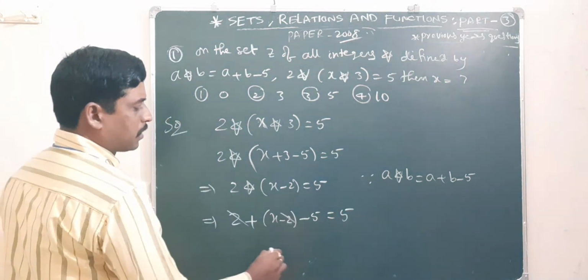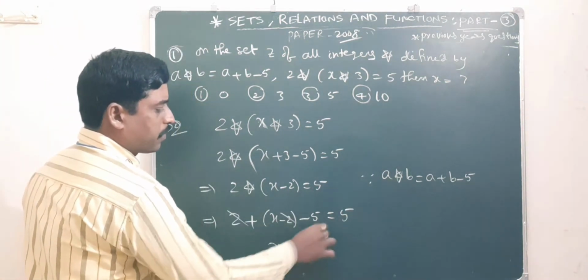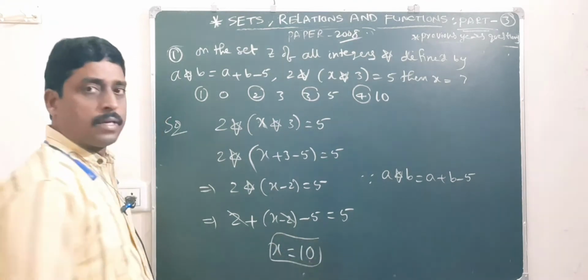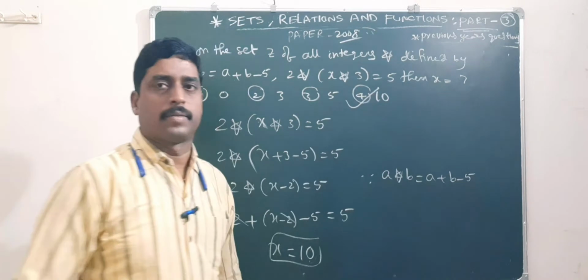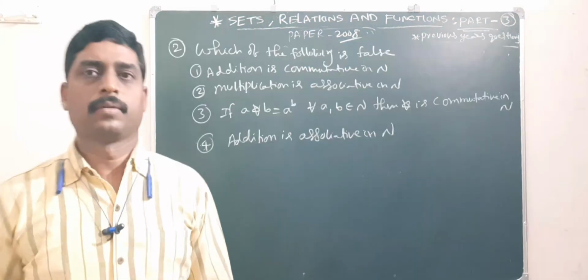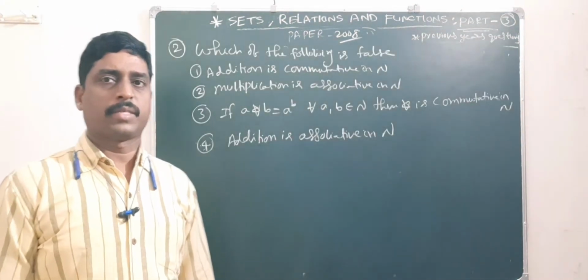Therefore 2 get cancelled. X is equal to minus 5, bring to the right side, x is equal to 10. So we got it, x value 10. Fourth option is correct. Let us go to the next problem.